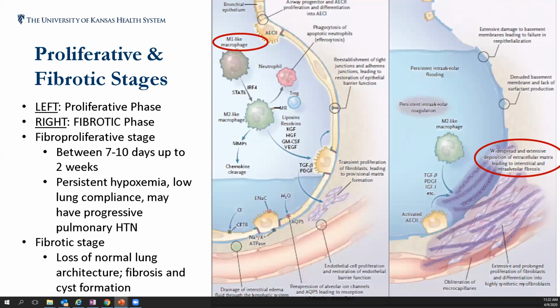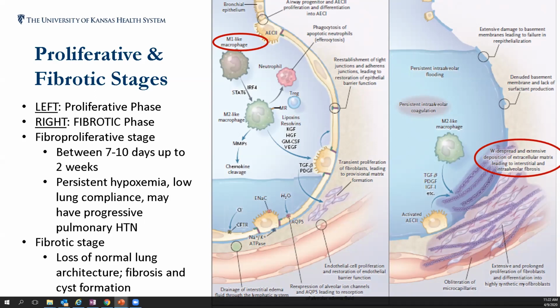The second stage is called the proliferative stage. This occurs between days 7 to 10 up to 2 weeks from illness. The goal of this stage is to restore some sort of tissue homeostasis, and it is often characterized by persistent hypoxemia, low lung compliance with potential progression to pulmonary hypertension.